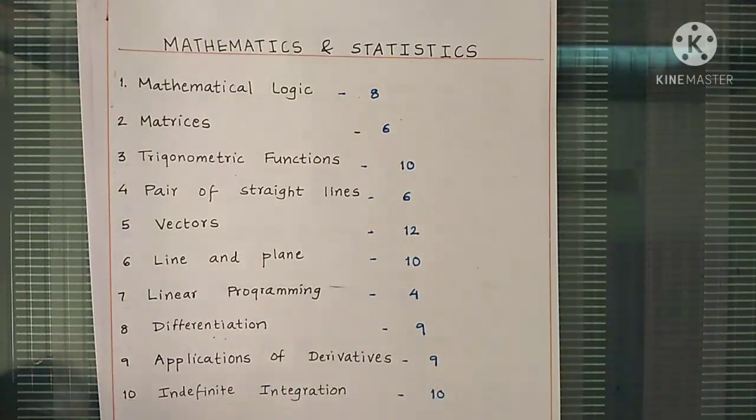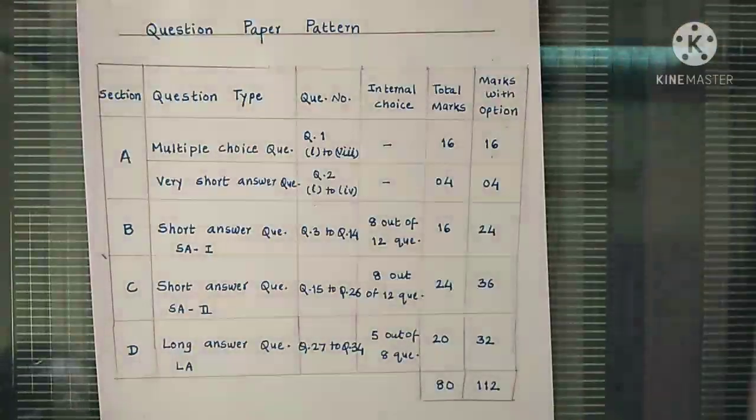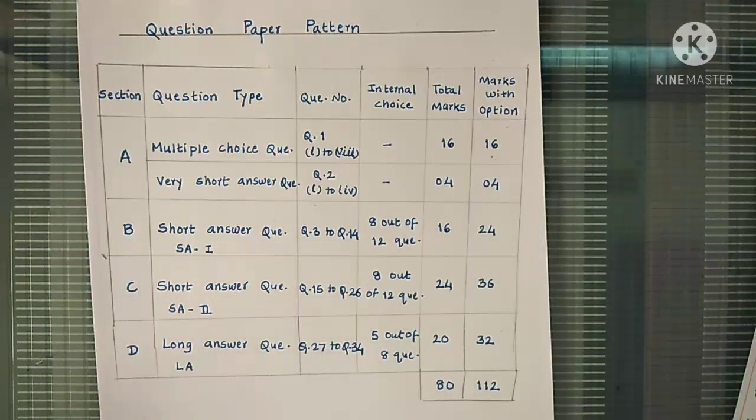Let's see the paper pattern also. So the mathematics paper pattern is like this. In the question paper we have a total of 4 sections: A, B, C and D. In section A we have 2 questions. The first one is multiple choice questions. In all there are 8 questions and those are compulsory. Each MCQ carries 2 marks, so the total is 16 marks for question number 1.